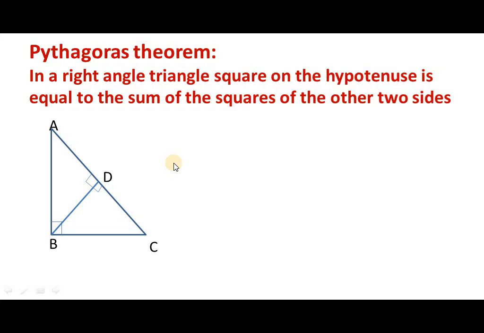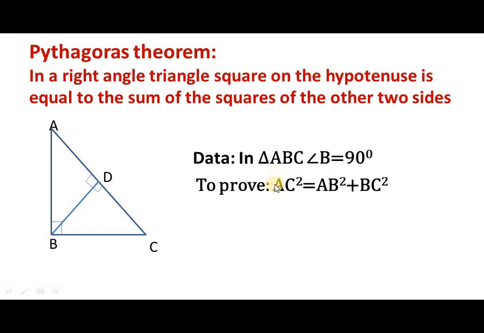Now let us go one by one through what we have to prove in this theorem. In the triangle ABC, angle B is equal to 90 degrees, so the triangle becomes a right angle triangle. We have to prove that the square on the hypotenuse, here AC, is equal to the sum of the squares of the other two sides, AB and BC. Sum means plus. Therefore we have to write AC square is equal to AB square plus BC square.